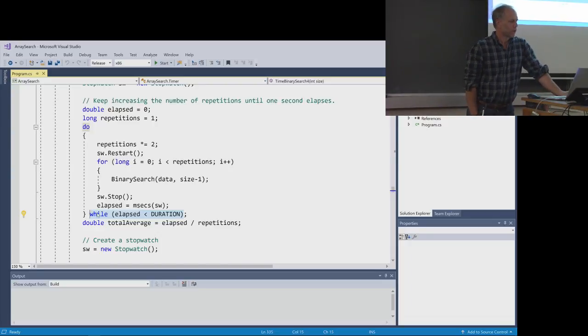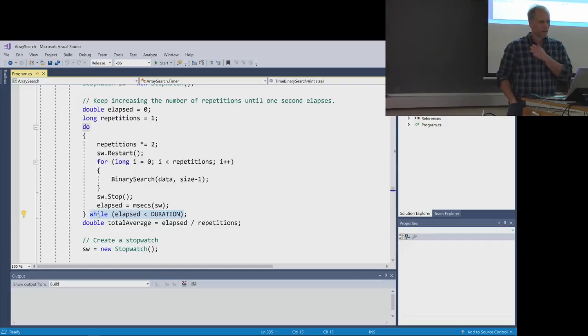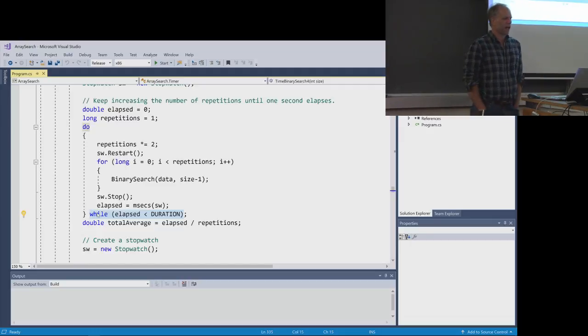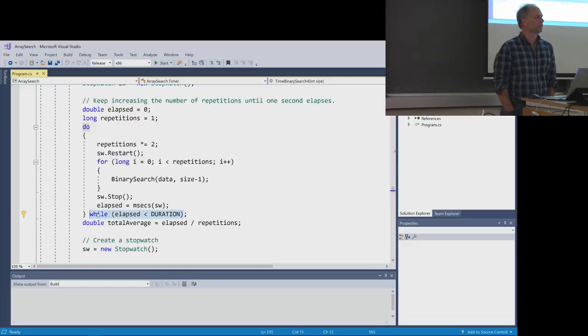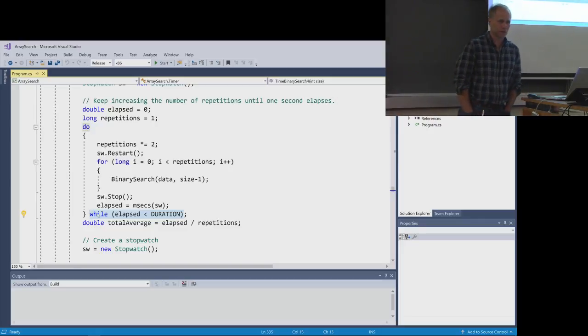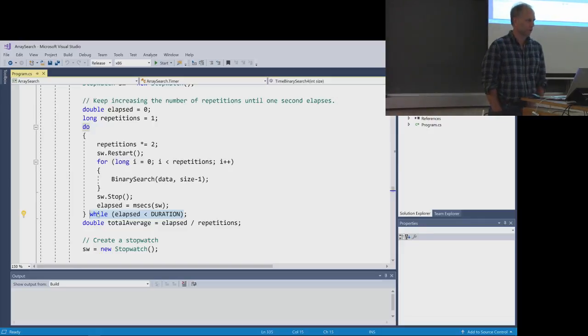Right. So what he said was, I'm not going to count the timing until it's at least a second. And so I run the loop. It'll take a lot less than a second to run, so elapsed will be less than duration. Duration's 1,000 milliseconds. So I double the number of repetitions and try again. That'll take presumably twice as long. If that's still less than a second, I double it again. And I keep doubling until it takes at least a second. Then I use that measurement.